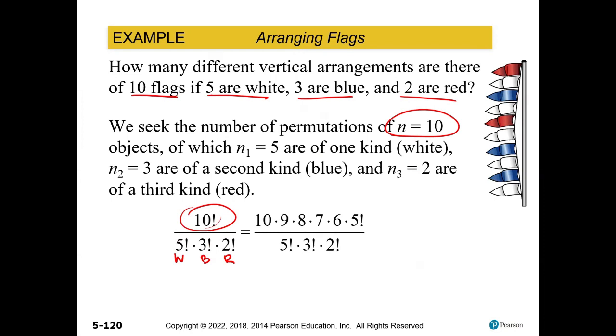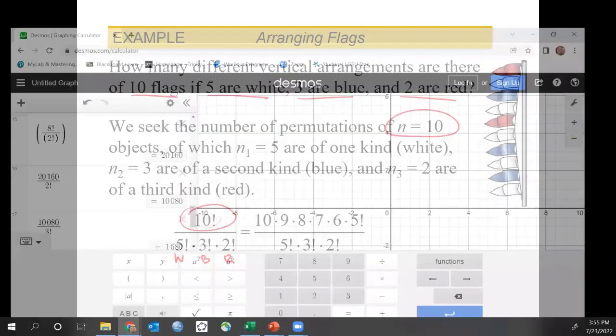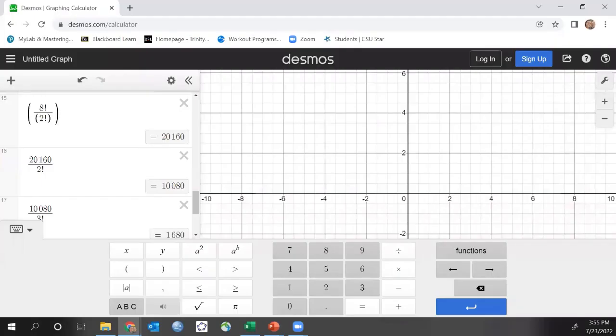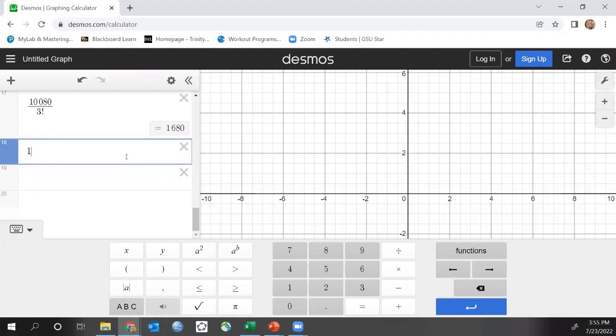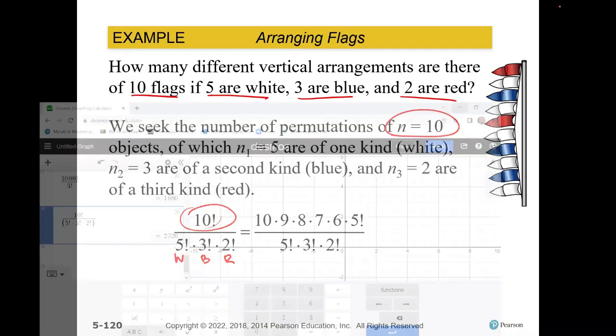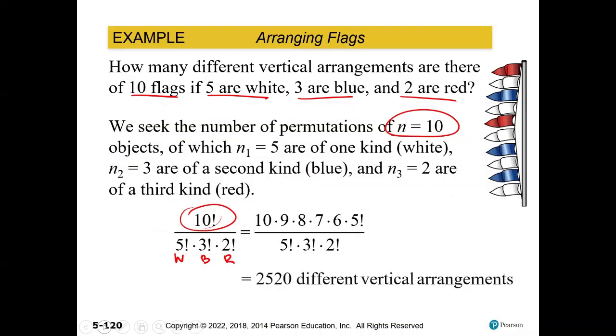Again, I will show in Desmos just to show these are a little more complex as we write them. I want to make sure you guys see them. So 10 factorial divided by, and I will open a parentheses, 5 factorial times 3 factorial times 2 factorial should be 2,520. And that is the answer we got.